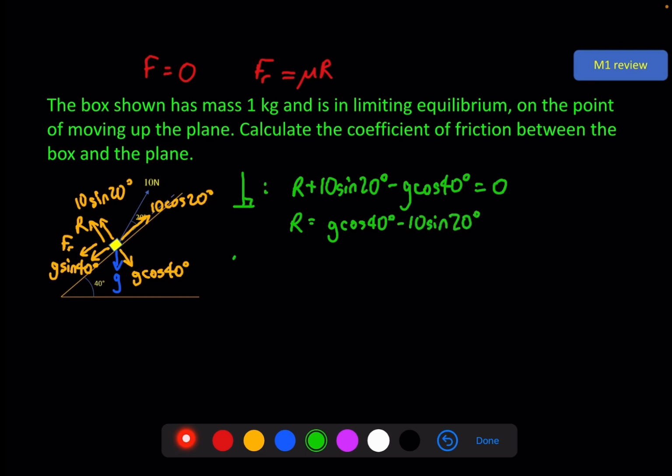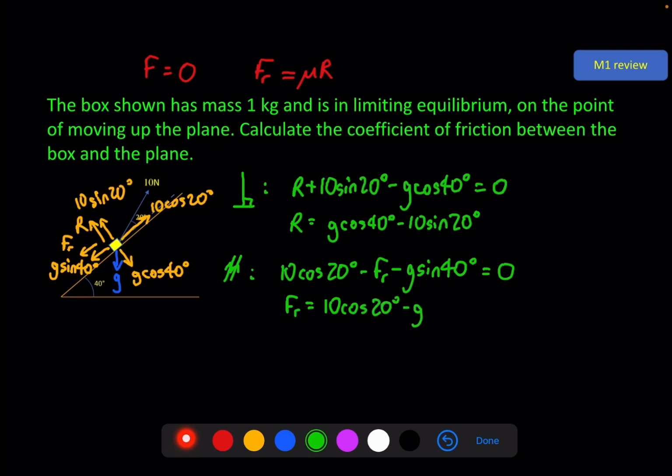Parallel to the plane, the equation we generate is 10 cosine 20 degrees if I take up the plane as positive, minus friction, minus g sine 40 degrees. Those three together are the resultant force. That also must equal 0, which tells us that friction is equal to 10 cosine 20 degrees minus g sine of 40 degrees. Now we can connect these two equations through this equation here, which is telling us that this friction must equal mu, the thing we're trying to find, times this, the normal reaction force.